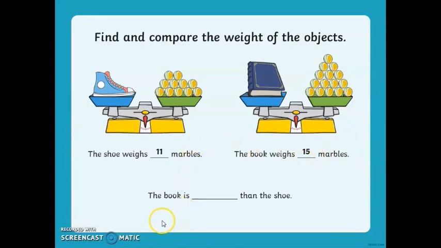Now, dear students, while looking at this number of the marbles, can you tell me the book is heavier or lighter than the shoe? Good job if you all say heavier. I hope you have enjoyed your activity and you have done the recall of your topic, weight.